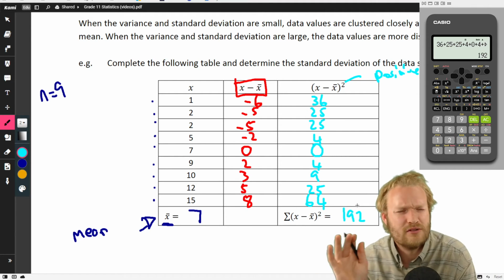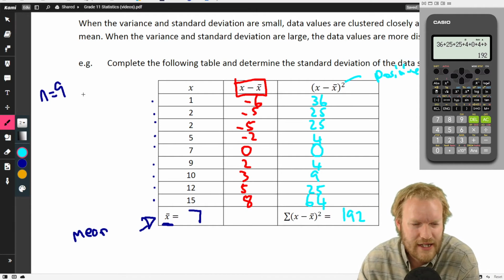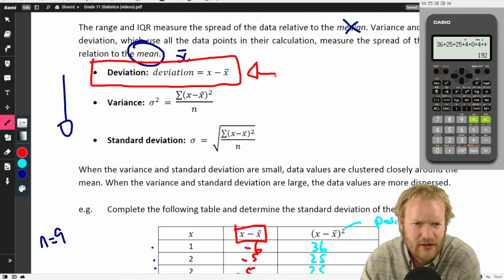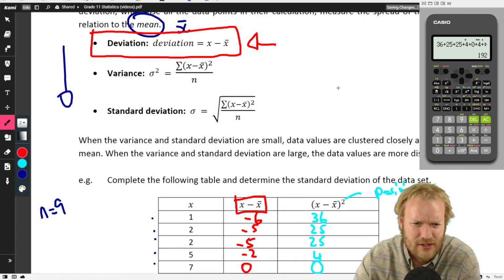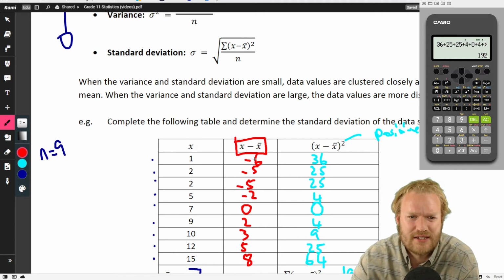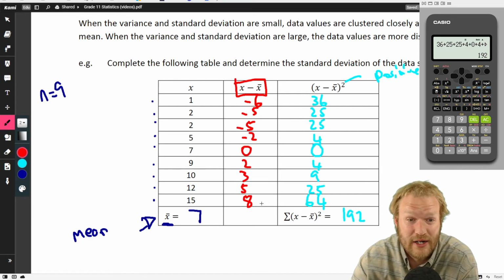So just pause and take stock. What have we done so far? We wanted to see this first thing that we call the deviation. The deviation is how far away a data point is. The mean happened to be 7. So how far away is 1 from 7? Well, it's minus 6. How far away is 15 from 7? It's positive 8 away.